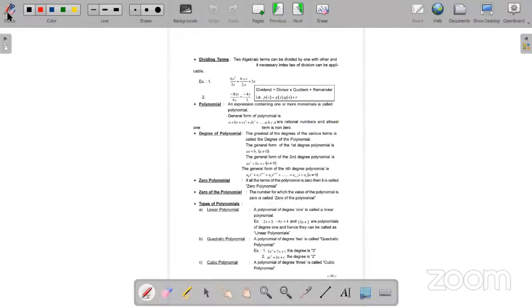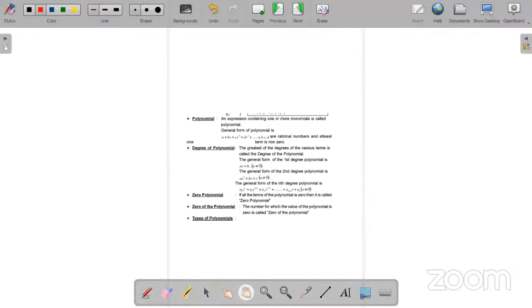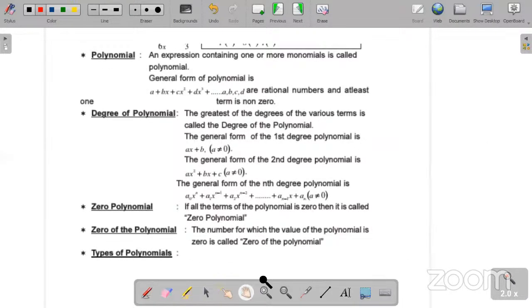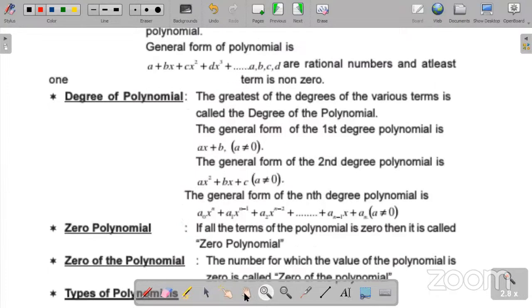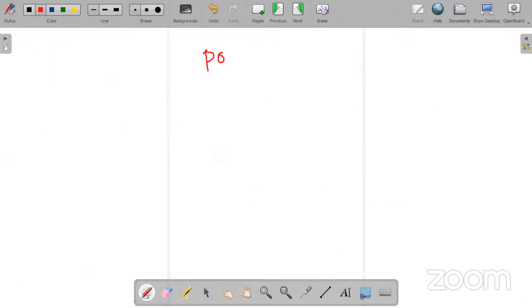Next, let us have a concept of polynomials. This is very, very important now. All of you remember. Okay, one by one, let's have a discussion. See, what is meant by a polynomial? An expression containing one or more monomials is called a polynomial. So, I will explain about the polynomial. My dear students, remember polynomial.